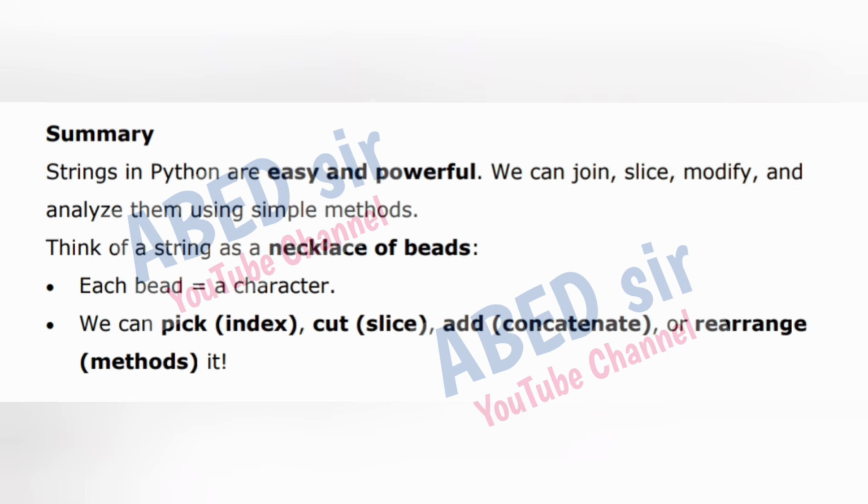Summary. Strings in Python are easy and powerful. We can join, slice, modify, and analyze them using simple methods. Think of a string as a necklace of beads. Each bead is a character. We can pick, index, cut, slice, add, concatenate, or rearrange it using methods.